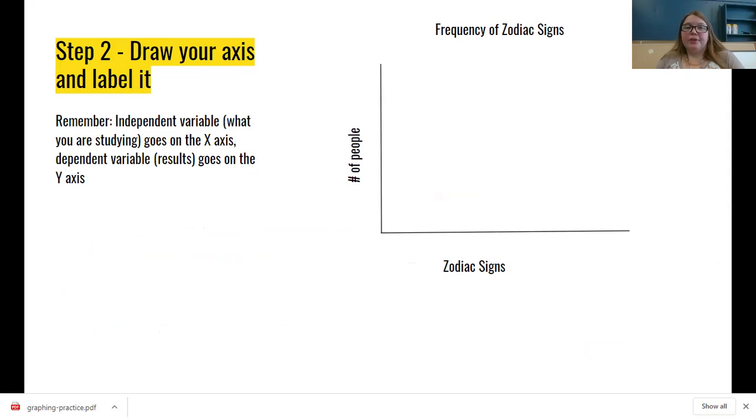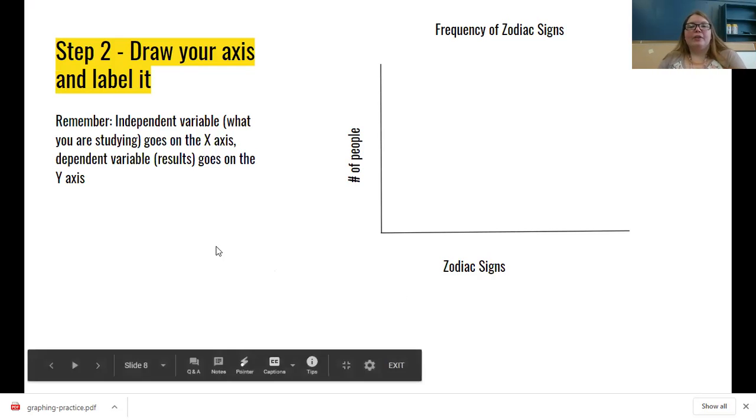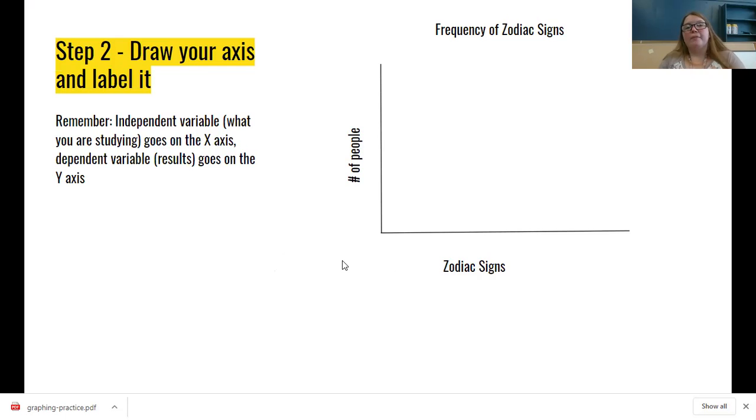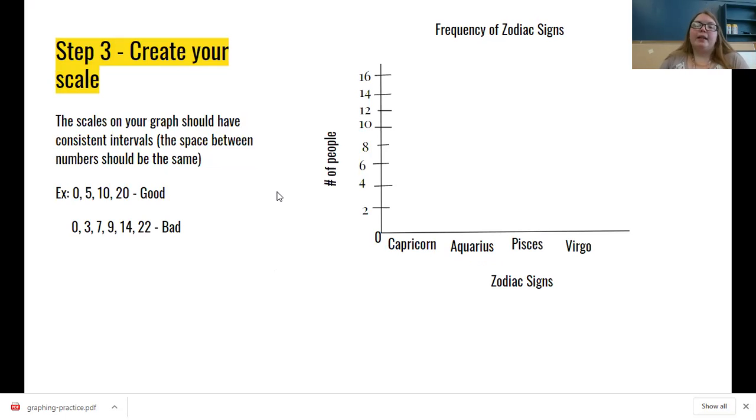I hope you guys appreciate how much time I spent in Google Slides hand drawing this. Remember, the independent variable, what I'm studying, goes on the x-axis, and the dependent variable, or my results, goes on the y. I titled it Frequency of Zodiac Signs. You could look at this graph, not know anything about the study I did, and say, okay, I know what's going on here. Number of people is what I labeled my y-axis, and zodiac signs go on the x. Then I need to create my scale.